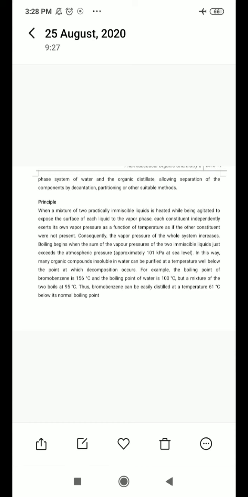Okay, see in the example, bromobenzene has a boiling point of 150 degrees Celsius. Okay, then water has 100 degrees Celsius.